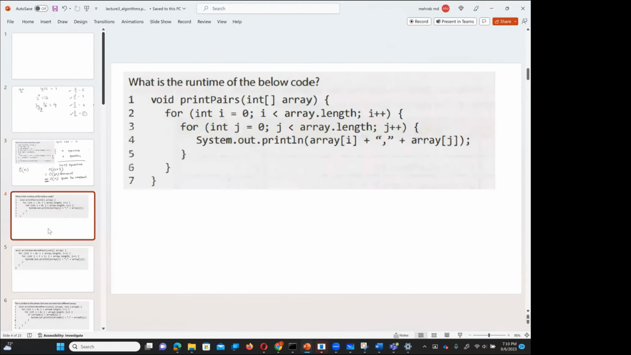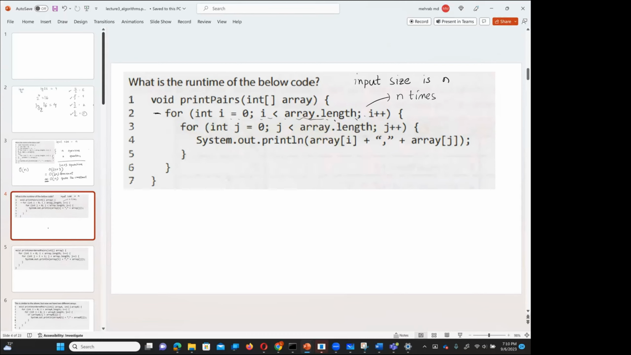So let's move on to the second algorithm. What is the runtime of this code? What this code does is, again, you are given a list of numbers, an array, and the input size is n, okay? And then we have a for loop running. How many times is this for loop running? The first for loop, n times, right? So this for loop is running n times.